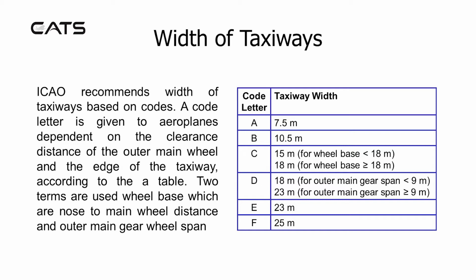Width of taxiways. ICAO recommends widths of taxiways based on codes. The code letters are given to aeroplanes dependent upon the clearance distance of their outer main wheel and the edge of the taxiway, according to a table. Two terms are used, wheelbase, which is nose to main wheel distance, and outer main gear wheel span.